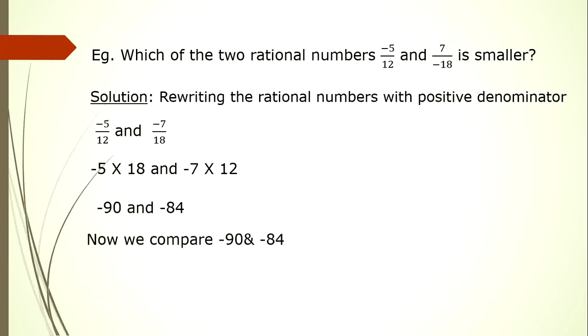Now compare these two, minus 90 and minus 84. We know that minus 90 is less than minus 84. Do you recollect integers? Yes, when we place these two numbers on the number line, we observe that minus 90 lies to the left side of minus 84. So we say minus 90 is of course less than minus 84. So we can say that minus 5 by 12 is less than minus 7 by 8.